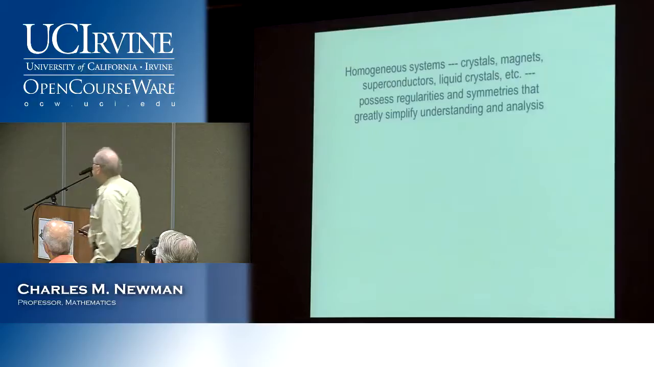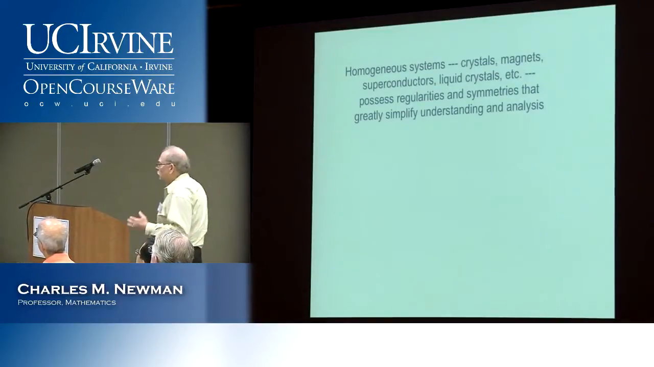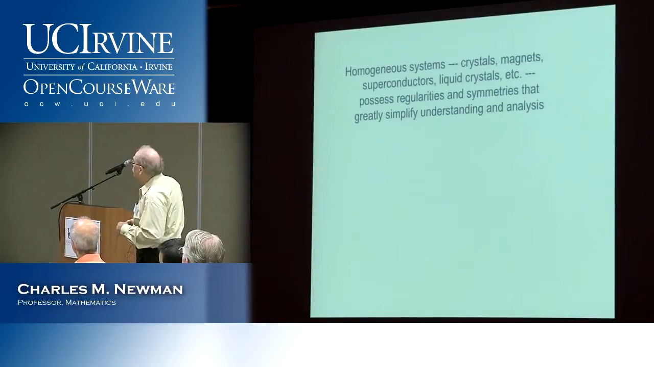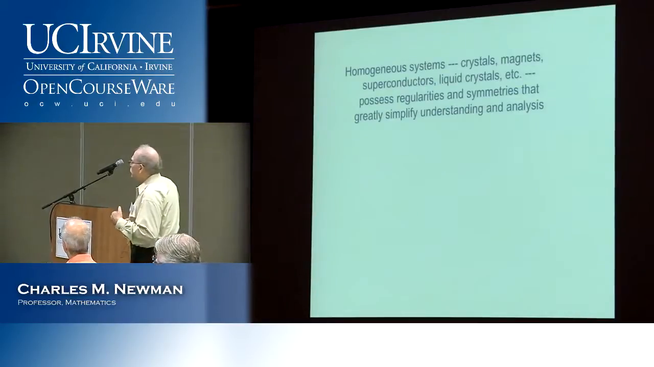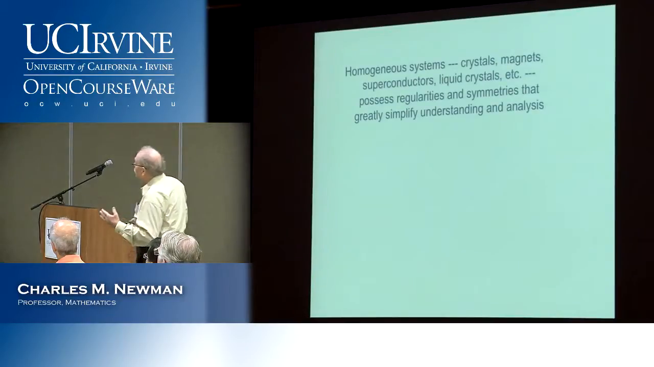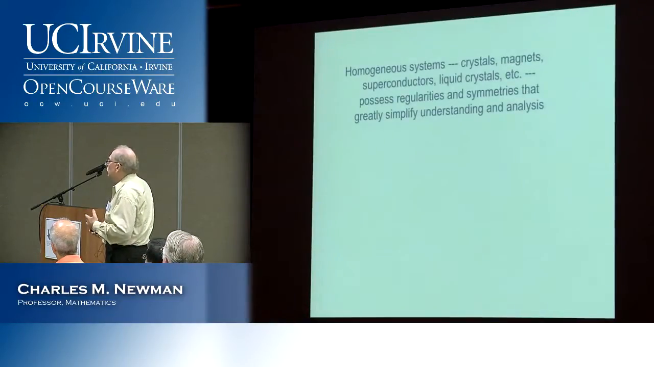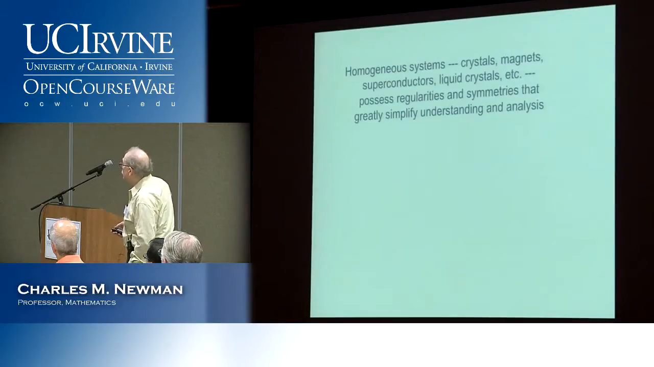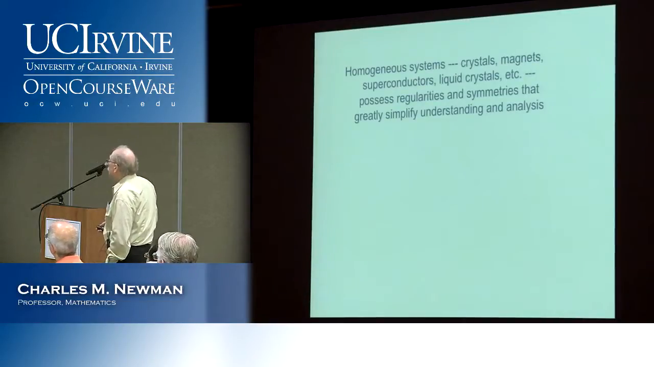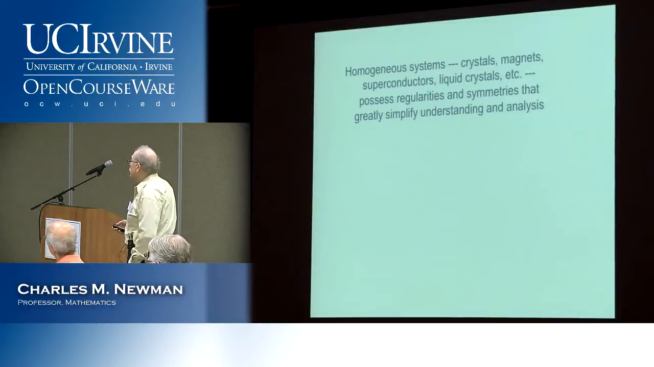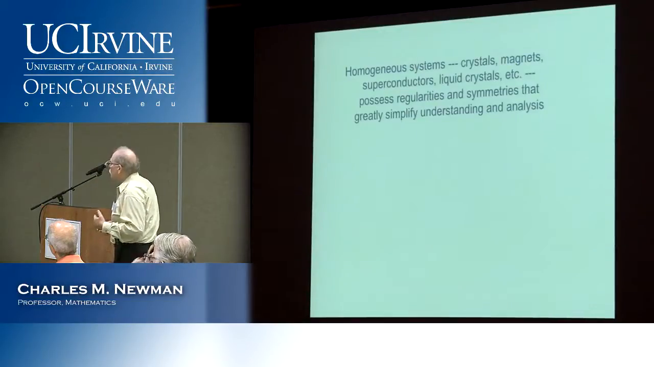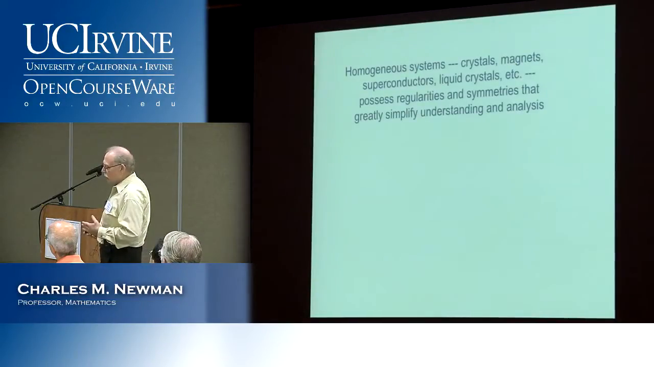So to explain a little bit about what spin glasses are and what the basic mathematical and theoretical physics ideas that are relevant there are, we begin with simpler systems. Spin glasses are disordered. I'll try to explain what that means. But non-disordered or homogeneous systems are very important, and classical solid-state physics is about things like crystals, crystalline structures, ordinary magnets, superconductors, liquid crystals like in watch displays, etc. Those possess certain kinds of regularities and symmetries which help enormously in understanding them and in analyzing them.